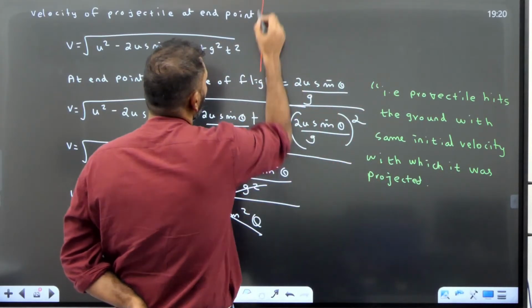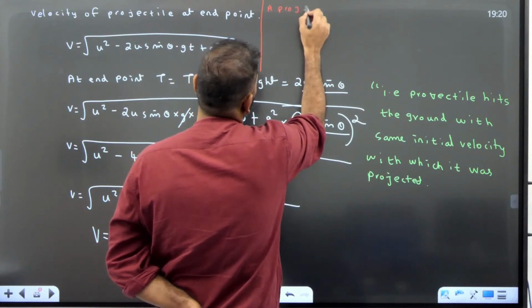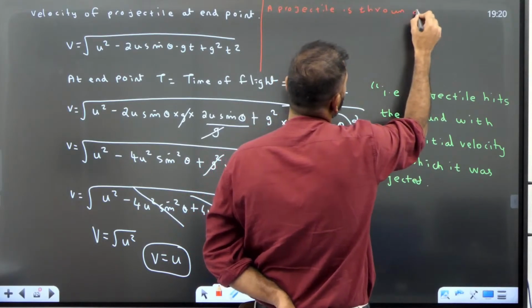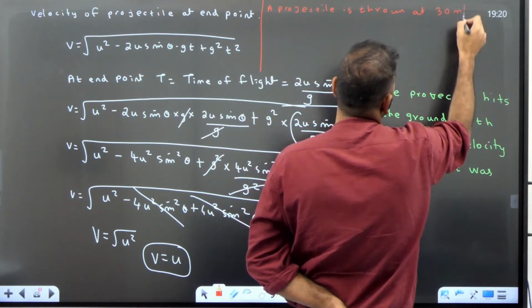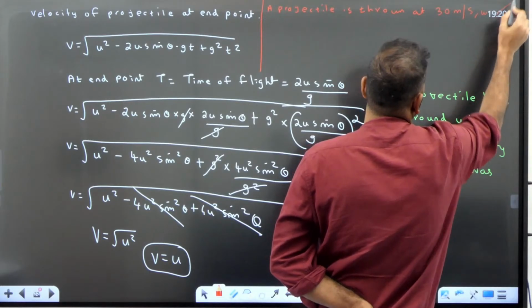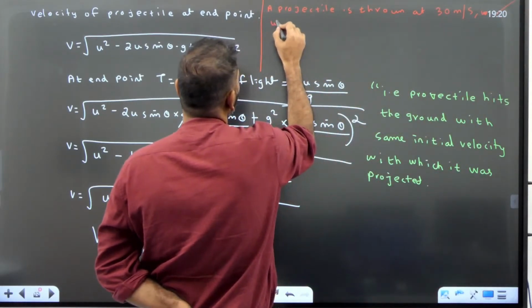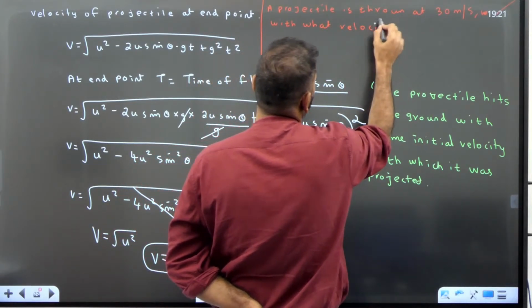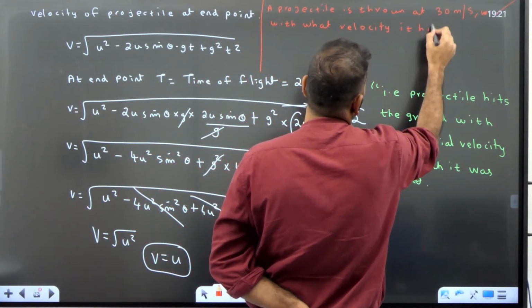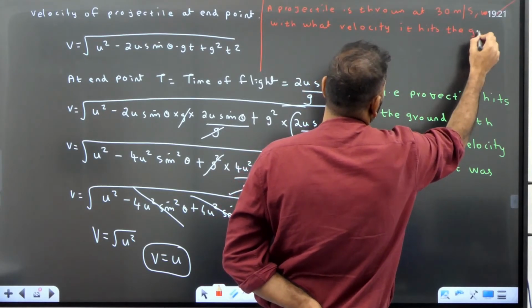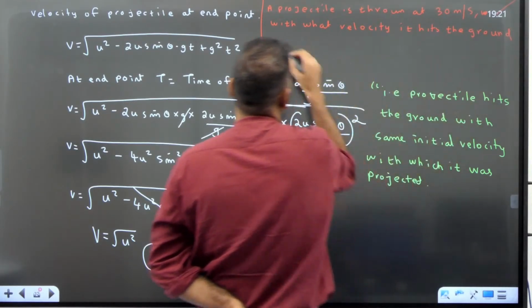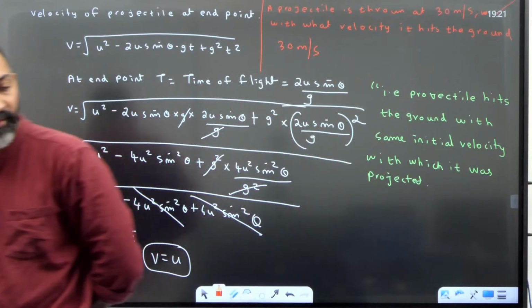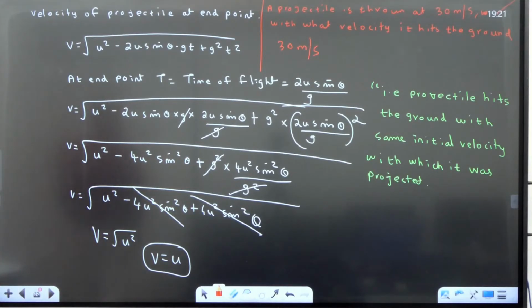A projectile is thrown at 30 meter per second. With what velocity it hits the ground? What is the answer? 30 meter per second only, because we know that projectile hits the ground with the same velocity with which it was projected. Any doubt?